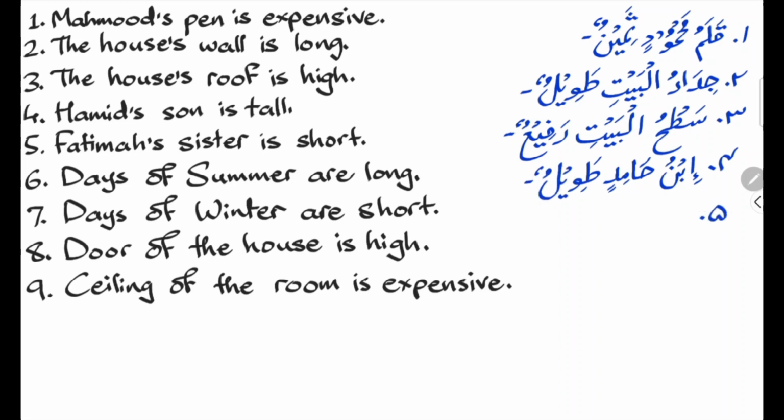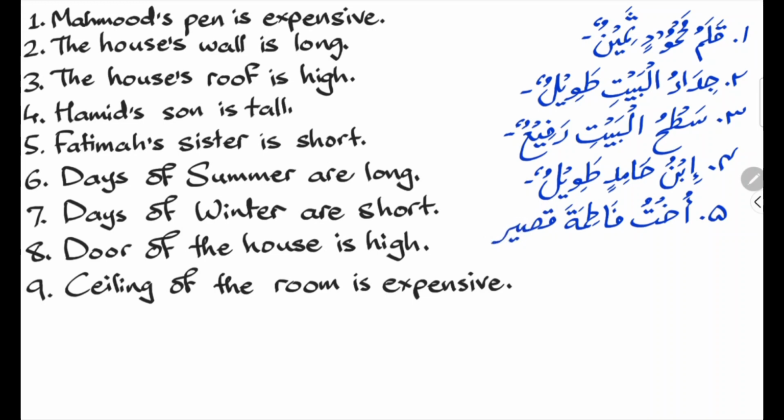Number 5. Fatima's sister is short. Fatima's sister. Sister is mudaf. Translate that first. Sister in Arabic is ukhtun. Ukhtu Fatimata. Again, Fatimata is one of those words that doesn't get a kasra for specific reasons, which you will learn in advanced lessons. For now, just stick to Fatimata. Ukhtu Fatimata is short. Now, short in Arabic is qasirun.